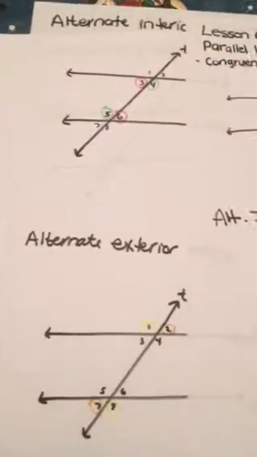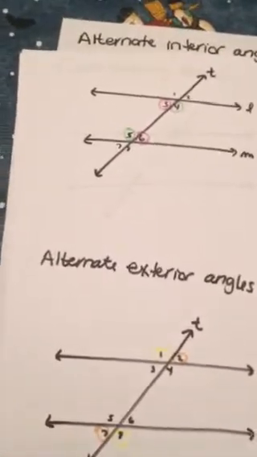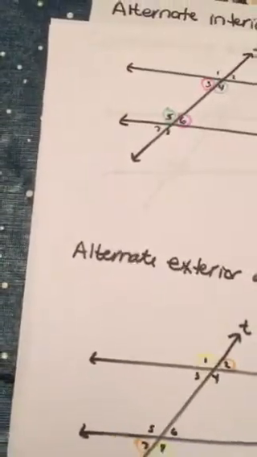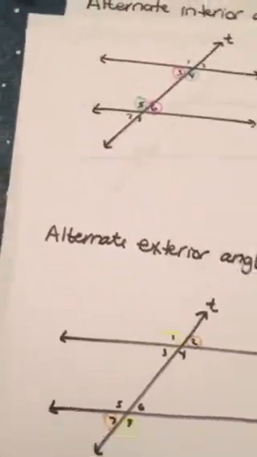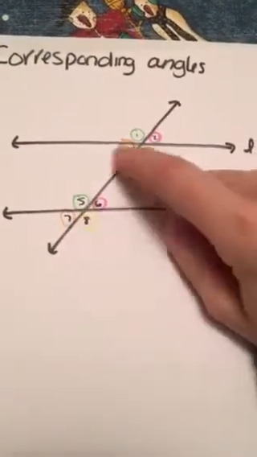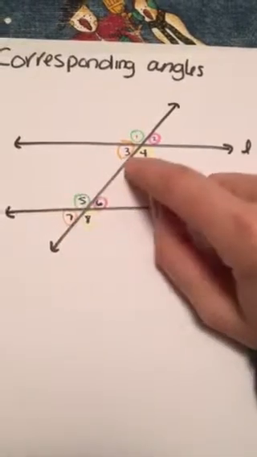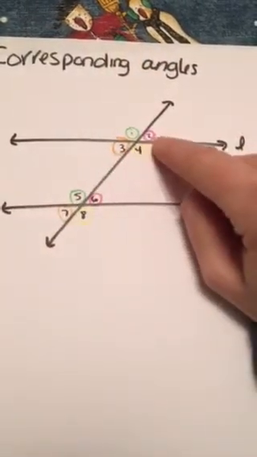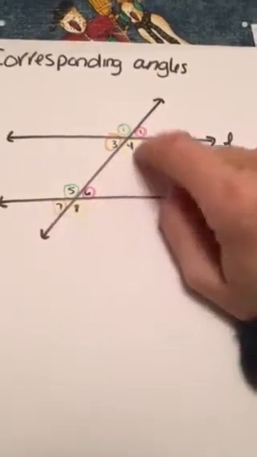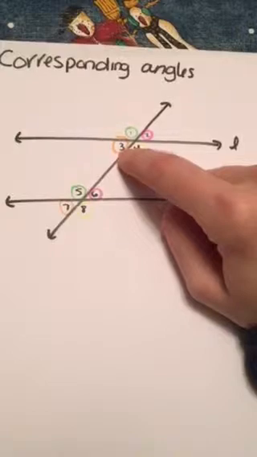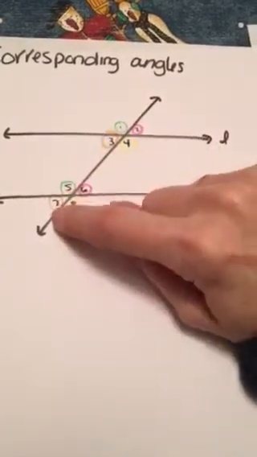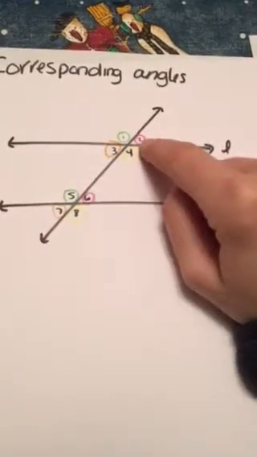And then we also know that we have some corresponding angles. Let me find my corresponding. 3 corresponds to 7, so 3 is also congruent to 7. So in this diagram right here, 3 is congruent to 2, 3 is congruent to 6, and 3 is congruent to 7. So there's 3 different angles. If they gave us the measure of angle 3, we know the measurement of angle 2, angle 6, and angle 7 because they're all congruent, okay?